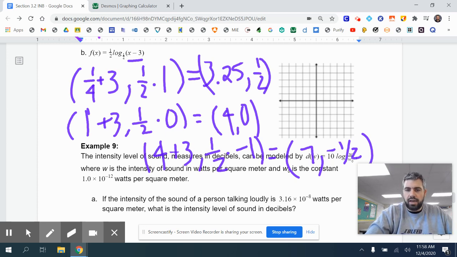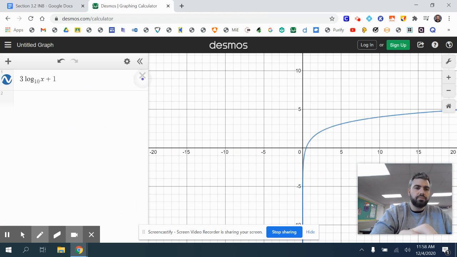So 3.25, right? Again, I'll go by twos. So 3.25 is going to be like right in between there, and up 1/2 is going to be right there. All right, then we have (4, 0), which is there. And then we have 2, 4, 6, 7, -1/2 would be like right there. So our graph is going to look kind of like this. Okay, so let's check it out on Desmos and see if we get the same thing.